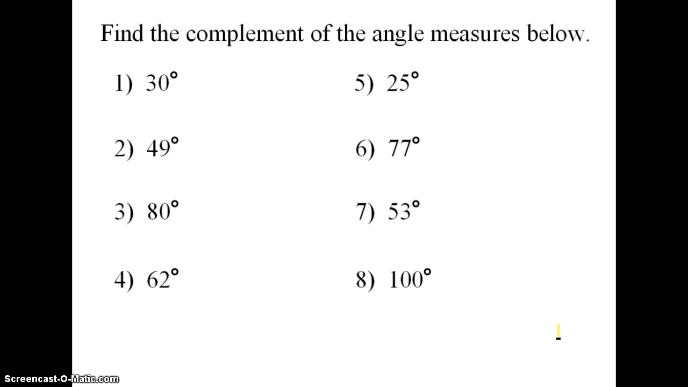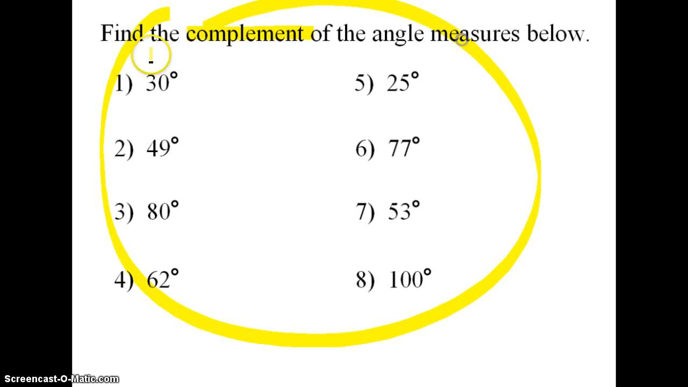Alright, we're going to find the complement of the angle measured below. And go ahead and do this in your notebook. So do this whole page in your notebook. So if I have another angle that complements the angle number 1 for 30 degrees, then complementary angles add up to 90. So the missing angle for number 1 would simply be 60 degrees. Take a minute and pause the video and try all of them, and then come back and replay.